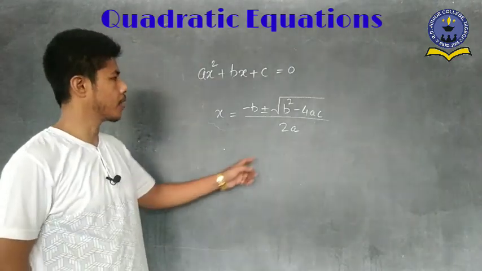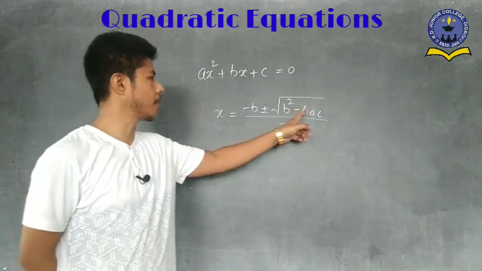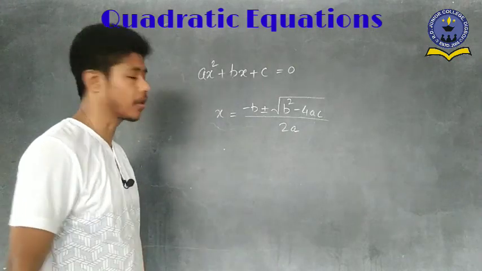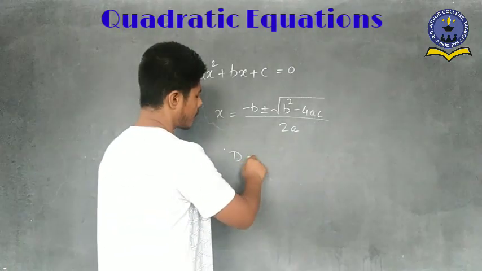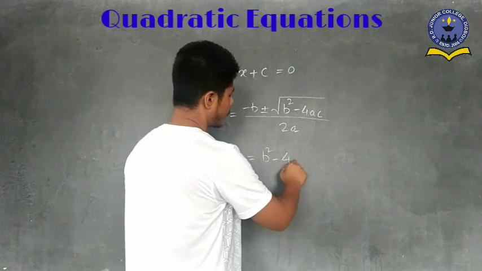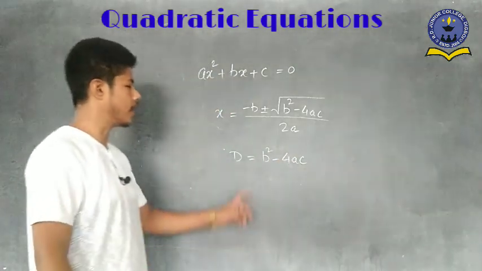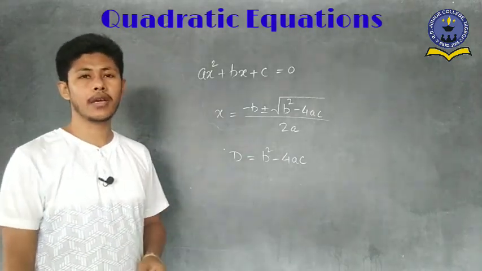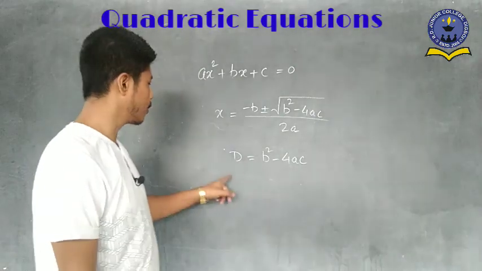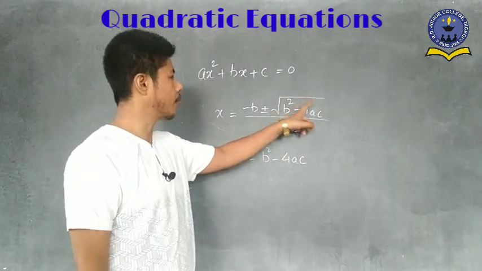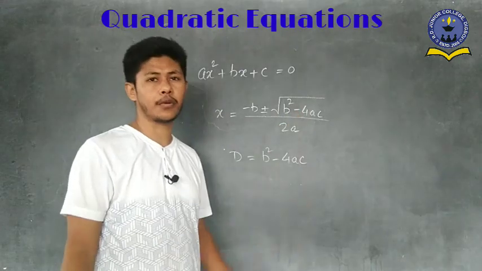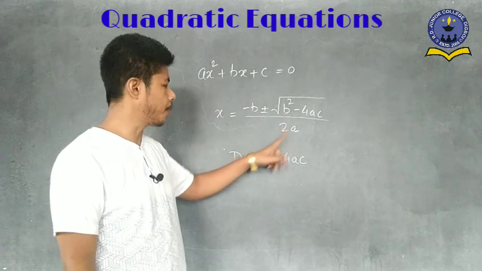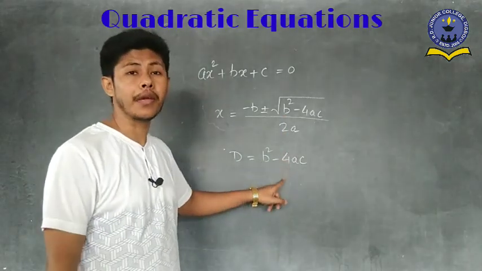Now, what is the name of this part, b square minus 4ac? This b square minus 4ac is known as discriminant. Is it clear? And we represent it by D, so D equal to b square minus 4ac. With respect to this discriminant, mainly we get 3 results, depending on what type of value we get for b square minus 4ac, which may be positive, equal to 0, or less than 0.